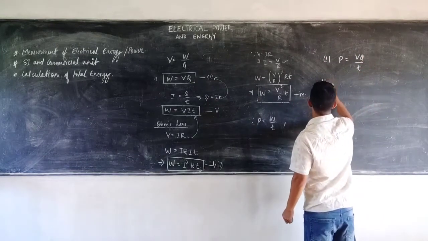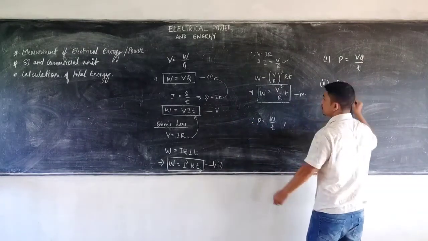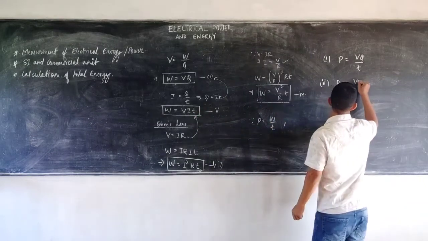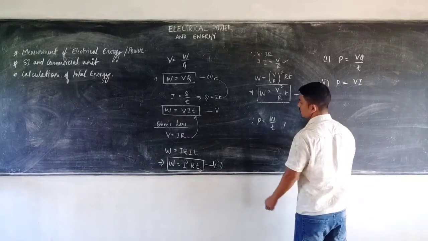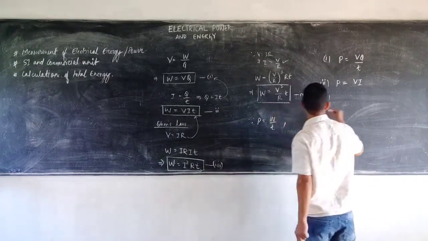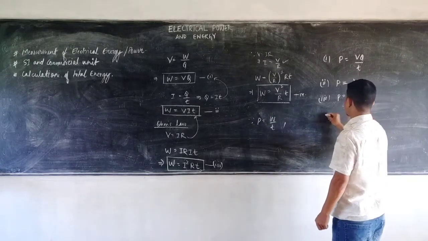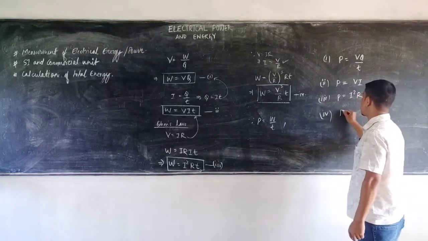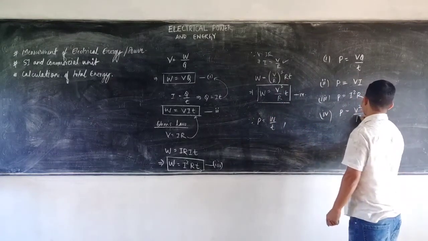And in the second, what will I do? Here I have again P equals, dividing this expression by T, T and T get cancelled, and I will get V into I. Now the third one, in this expression I will divide by T, again P will be equal to I square into R. And finally the fourth one, dividing this by T, T and T get cancelled, and I will get P equals V square divided by R.